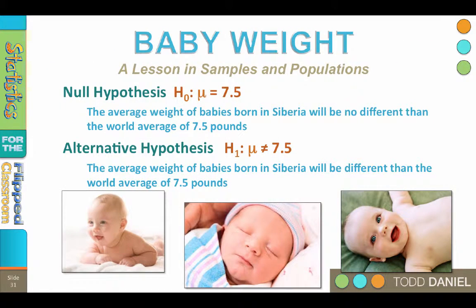For our baby weight example, step 2 would be null hypothesis, mu equals 7.5. The average weight of babies born in Siberia will be no different than the world average of 7.5 pounds. The alternative hypothesis, H sub 1, mu does not equal 7.5. The average weight of babies born in Siberia will be different than the world average of 7.5 pounds.